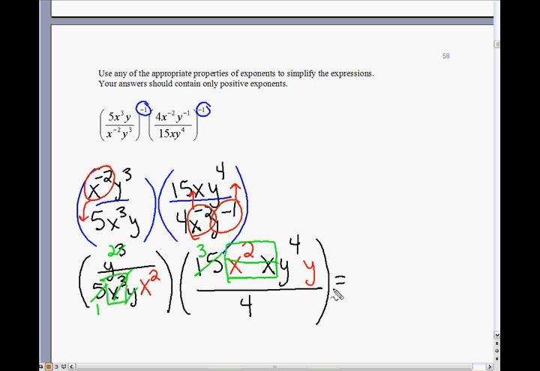This is equal to y squared, y to the fourth, and y is y to the seventh. Numbers, we have the number 3, so that's still a 3 in the numerator. In the denominator we have an x squared and a 4. And there you have it, your final answer.